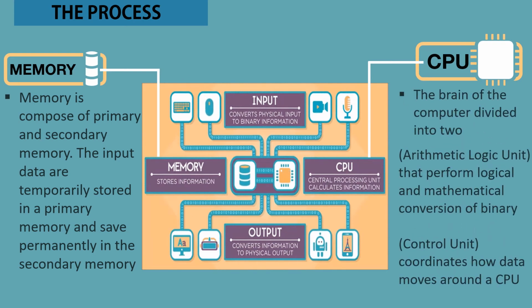Now we go to the CPU. The CPU is the brain of the computer. It is divided into two: the arithmetic logic unit and the control unit.